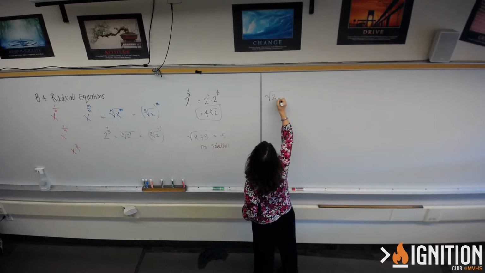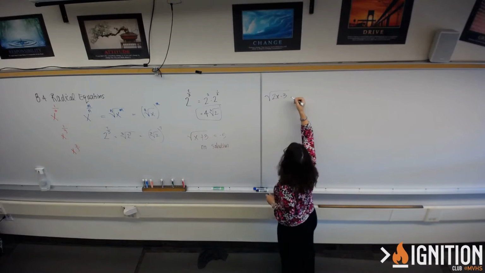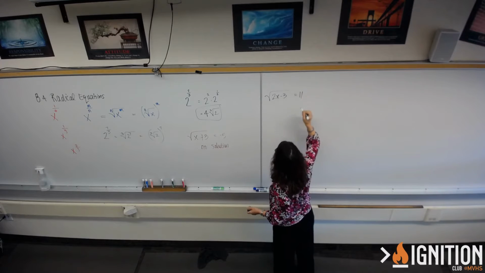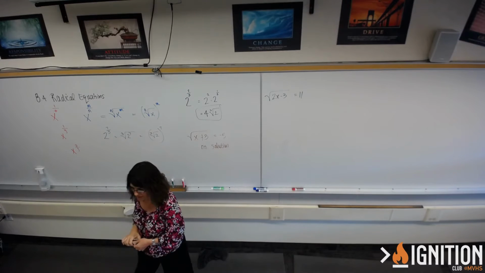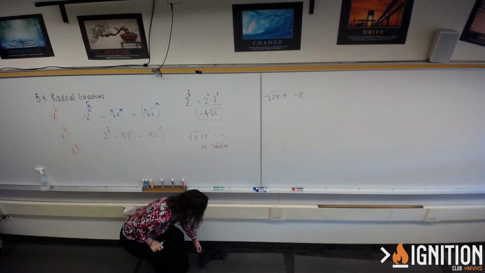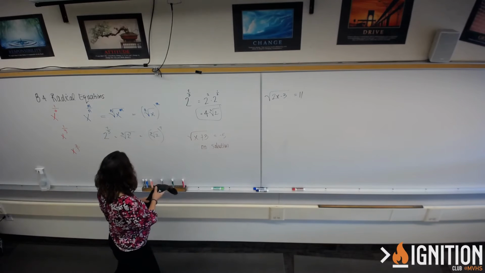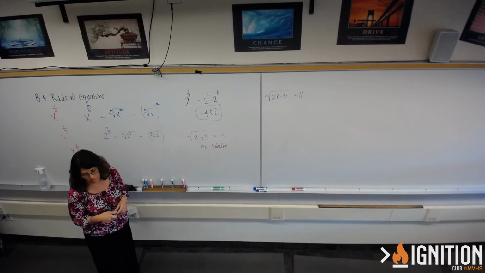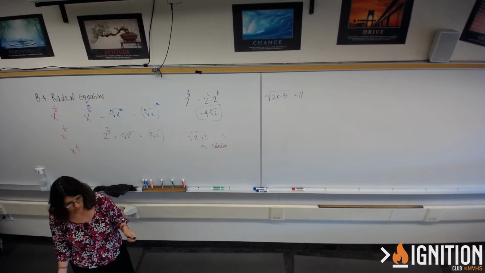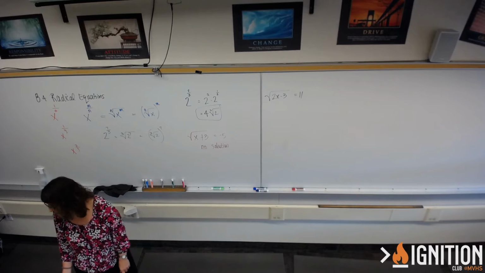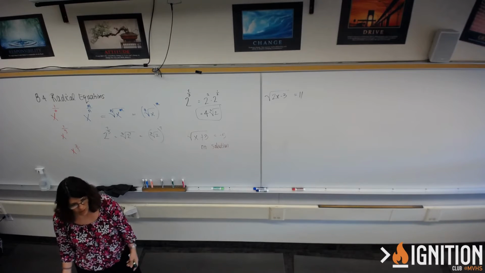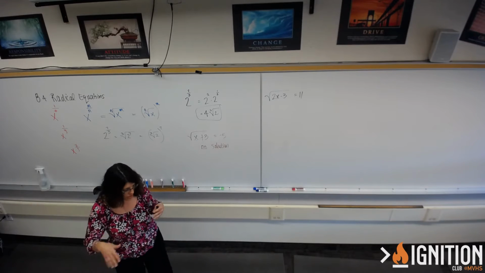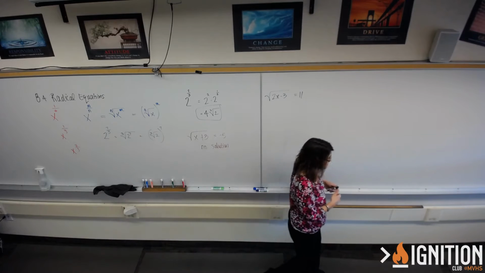How about the square root of 2x minus 3 is equal to 11? Can I solve that? I hope so, yeah. That is a radical equation. A square root is a radical. We're very used to square roots in your math life so far.